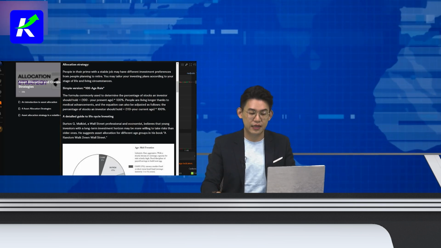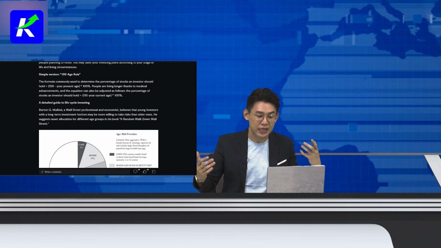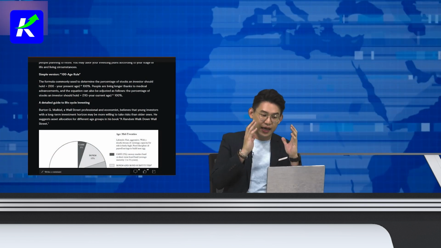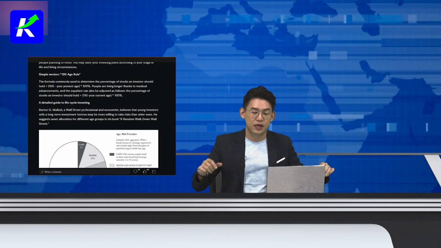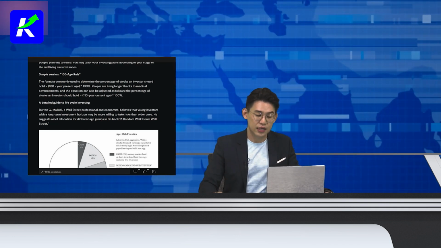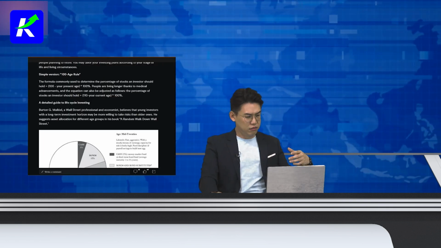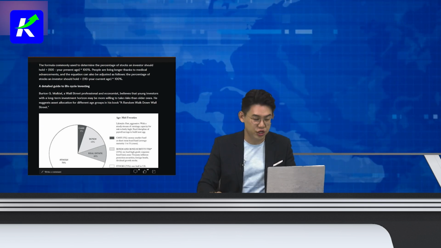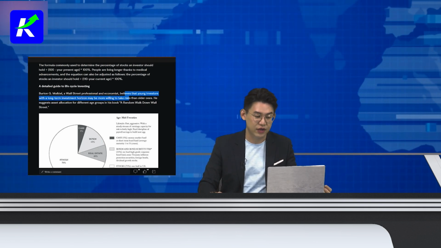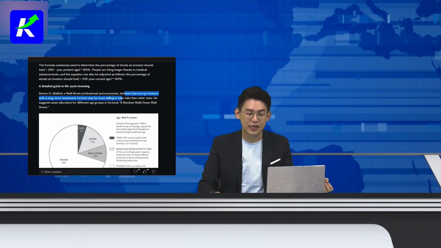People are living longer right now, okay, thanks to medical advancement, so the equation can also be adjusted as follows. The percentage of stocks an investor should hold right now is, for example, 110 minus your current age, times 100%. So this is a detailed guide of life cycle investing, okay? So Burton G. Malkiel, a Wall Street professional and also economist, believes that young investors with a long-term investment horizon may be more willing to take risks than older ones.